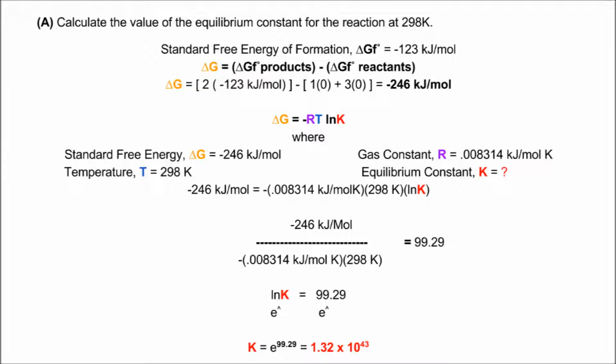To get K by itself, we can raise e to both sides of the equation and solve to get K equal to 1.32 times 10 to the 43rd.